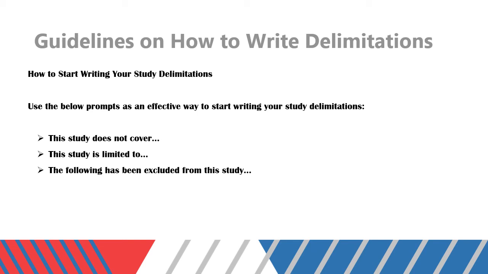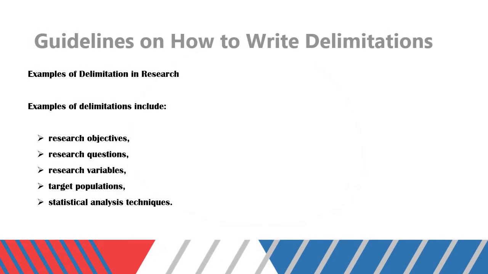First, this study does not cover. Another one, this study is limited to. And the last one, the following has been excluded from this study. Next is the example of delimitation in research. Examples of delimitations include research objective, research question, research variable, target populations, and statistical analysis technique.